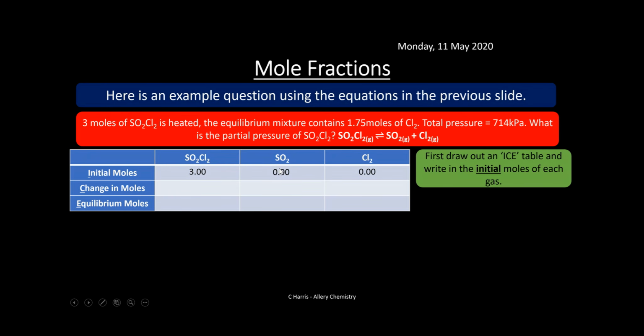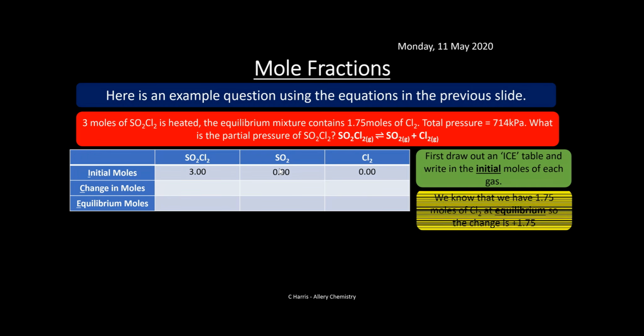Our products, obviously we don't have any products, and the reason why is because we haven't formed our product yet. So we wouldn't have any moles of any of them because we haven't actually started the reaction, because it would be in the initial column. Okay, so we know that we have 1.75 moles of chlorine at equilibrium. Okay, big difference between initial and equilibrium, remember. So this change is plus 1.75 because we're producing 1.75 moles of chlorine. Why? Because we were told that in the question. Okay, so the equilibrium moles is going to be 1.75, so that means the change is going to be an increase of 1.75 because we've started with nothing.